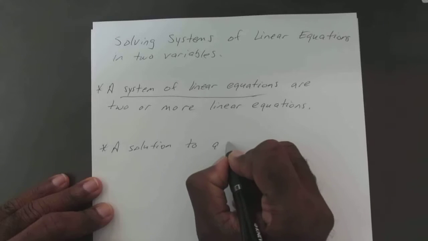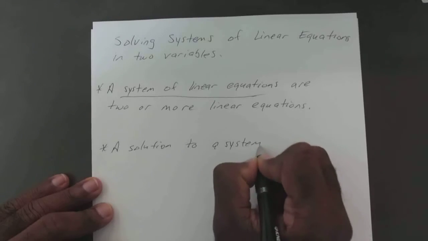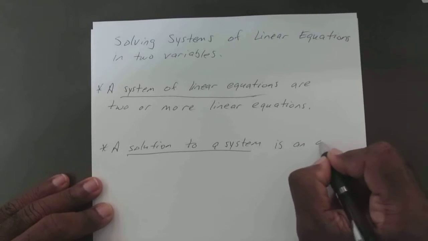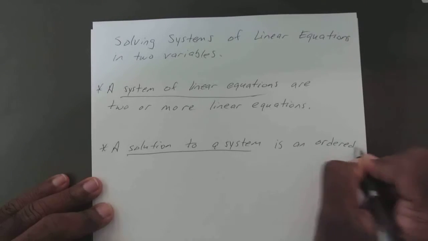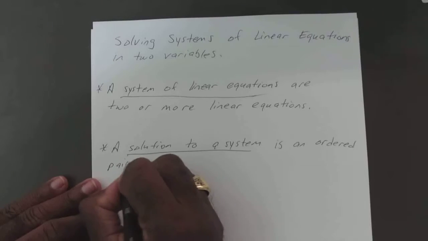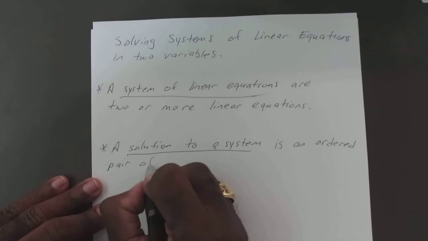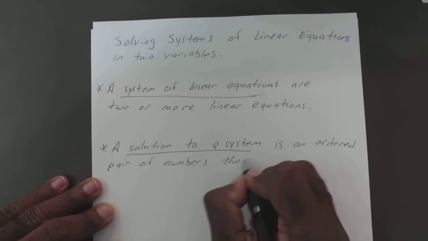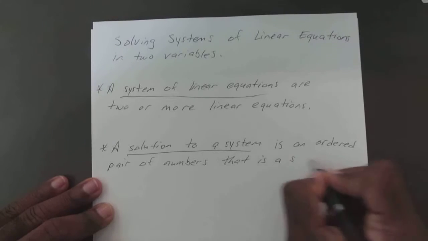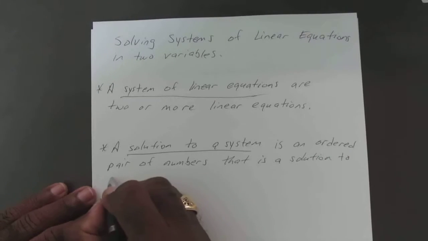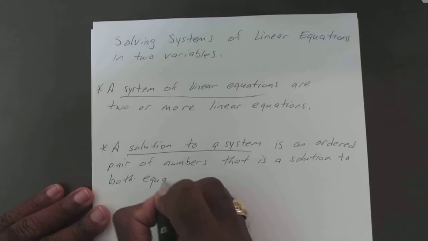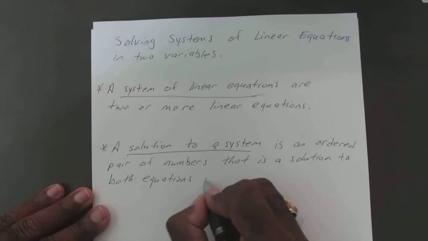So a solution to a system is an ordered pair that is a solution to both equations in the system.